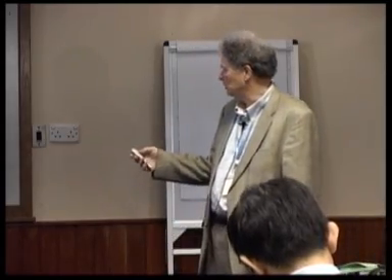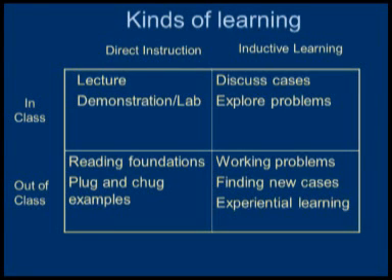Here's just another way of representing that. Direct instruction is where you tell people stuff. Inductive learning is where the students discover it. In class, you can do a lot of that. Direct instruction in class would be lecture or demonstrations. I see people moving it more to out of class, getting people to do real reading. And then working problems, finding new cases, and experiential learning are also well done outside of class.